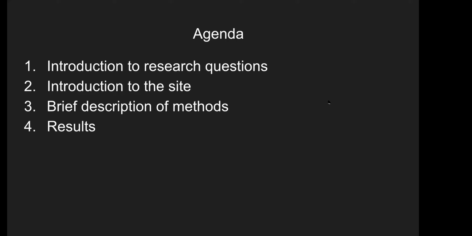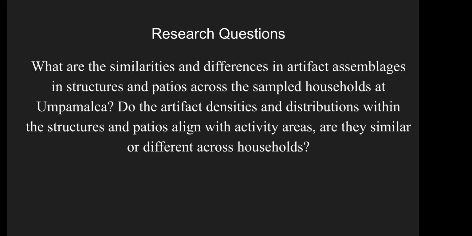So here's what to expect from this presentation. I'm going to introduce my research questions, give you some site context, and give a brief overview of the methods and then some of my results. My research questions are: what are the similarities and differences in artifact assemblages and structures and patios across the sampled households at Umpamalca? Do the artifact densities and distributions within the structures and patios align with activity areas? Are they similar or different across households?